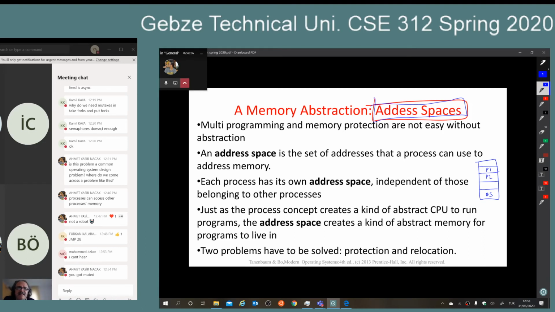By the way, this is misspelled: address space. This whole chapter number 3 is about address spaces. How am I going to provide this protection, relocation, and not-enough-memory solution to the processes so that they think that they have their own address space? So we are going to abstract away the complexities of memory. That's what we are going to do in this chapter. Any questions so far?